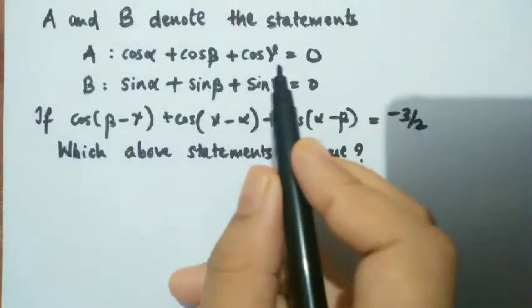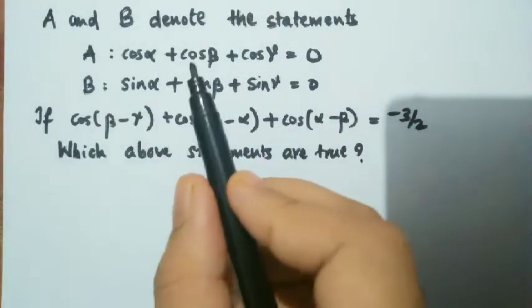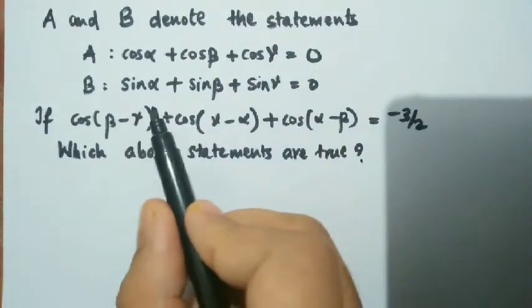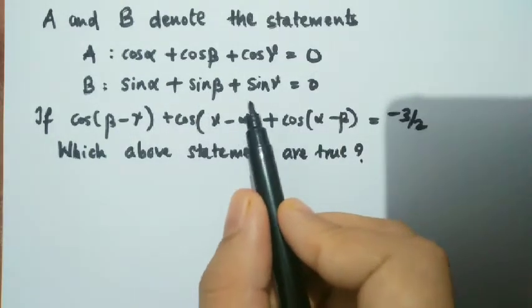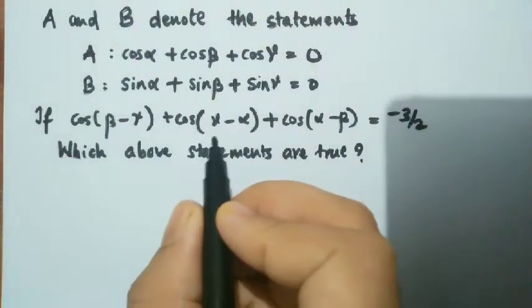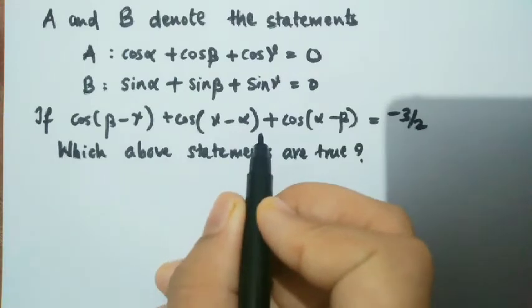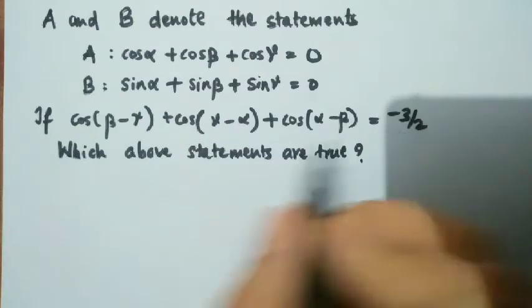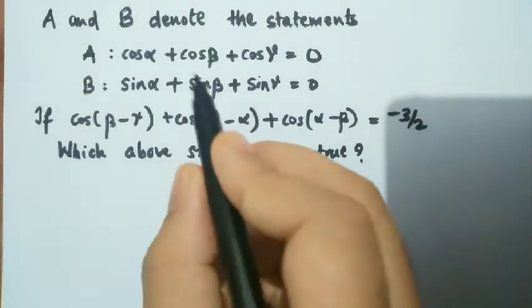If A and B denote the statements, A is cos alpha plus cos beta plus cos gamma equal to 0, and B is sin alpha plus sin beta plus sin gamma equal to 0. If cos(beta minus gamma) plus cos(gamma minus alpha) plus cos(alpha minus beta) equals minus 3 by 2, then which of the above statements are true?